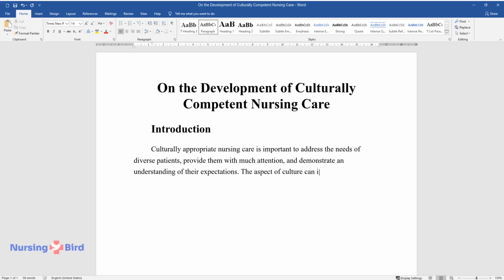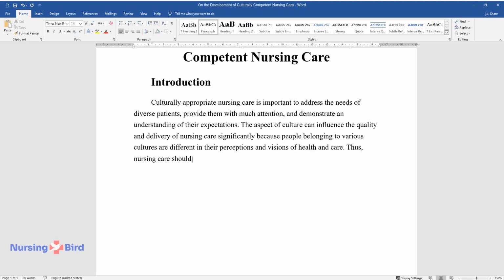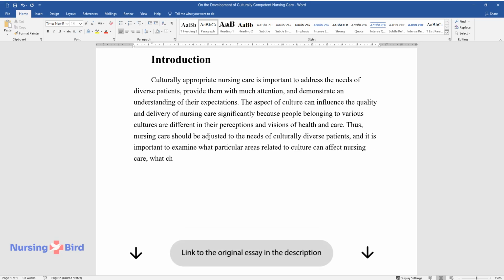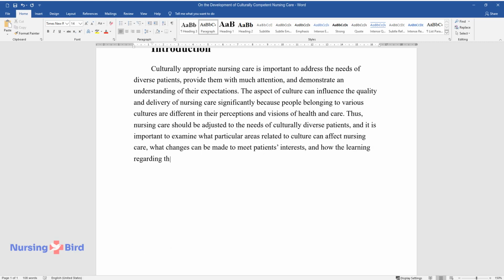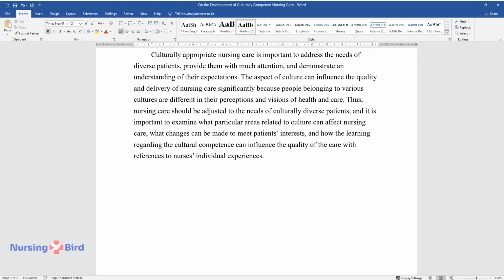The aspect of culture can influence the quality and delivery of nursing care significantly because people belonging to various cultures are different in their perceptions and visions of health and care. Thus, nursing care should be adjusted to the needs of culturally diverse patients, and it is important to examine what particular areas related to culture can affect nursing care, what changes can be made to meet patients' interests, and how the learning regarding the cultural competence can influence the quality of the care with references to nurses' individual experiences.